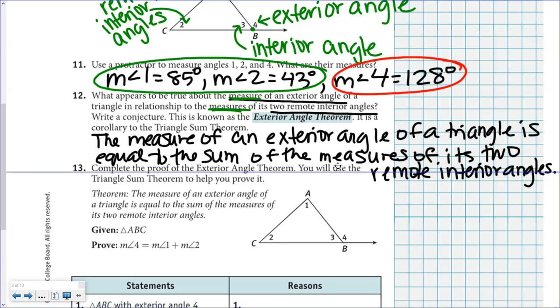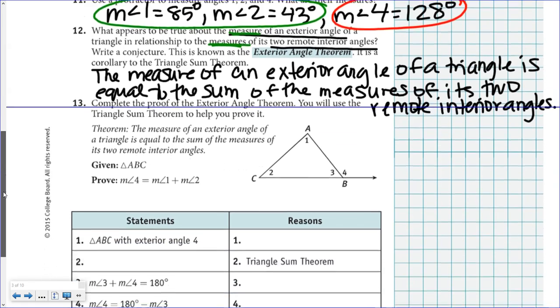And if you didn't see that, it's okay. You can just begin to learn that that is the exterior angle theorem. Your remote interior angles are always going to equal the exterior angle. So now we're going to actually prove this.